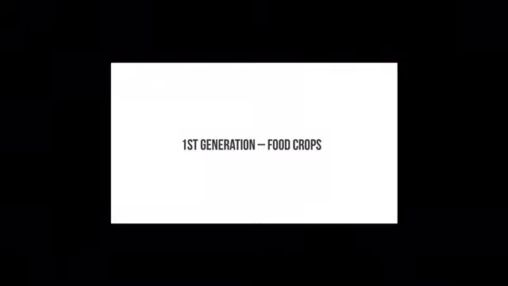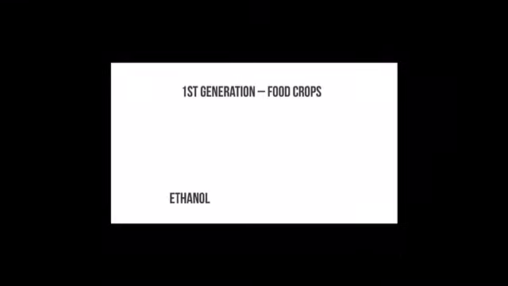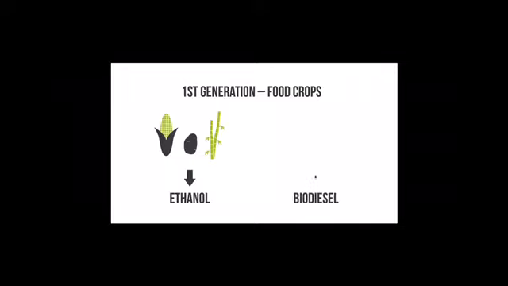Biofuels are grouped in 3 categories based on the type of feedstock used to produce them. First-generation biofuels are produced from food crops. For ethanol, feedstocks include sugarcane, corn, maize, and others. For biodiesel, feedstocks are naturally occurring vegetable oils such as soybean and canola.